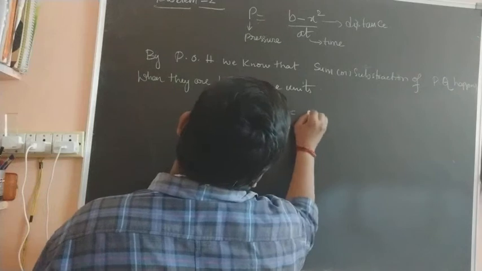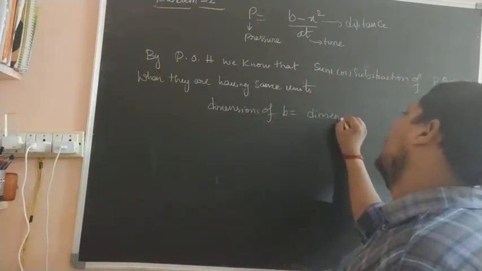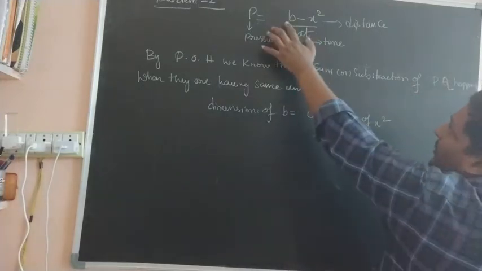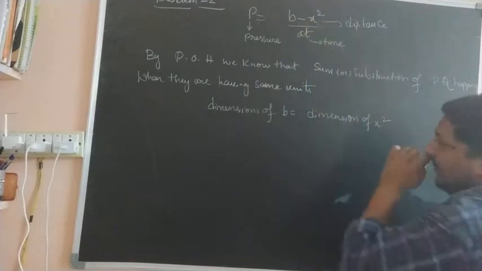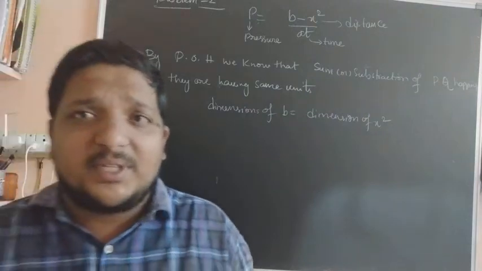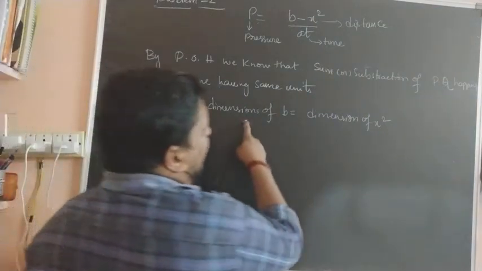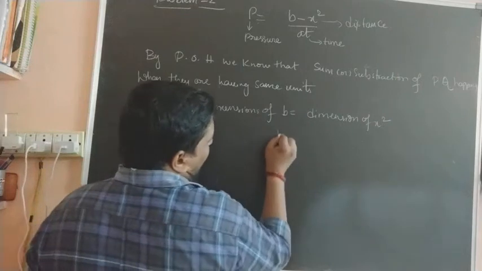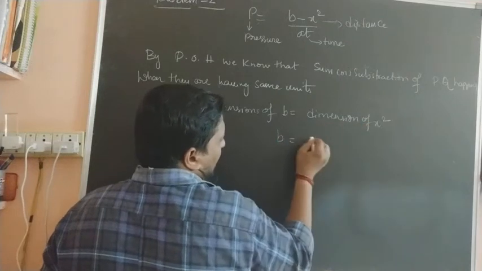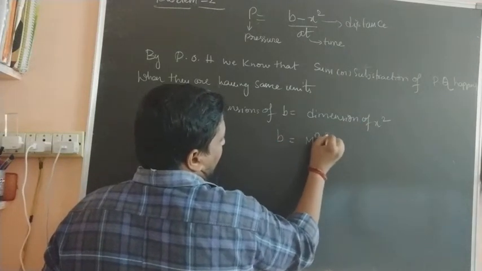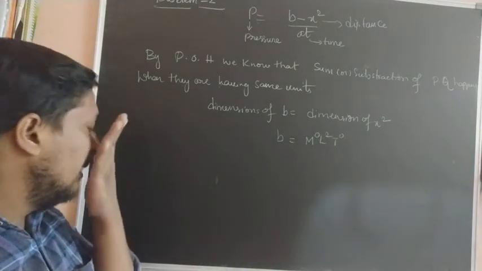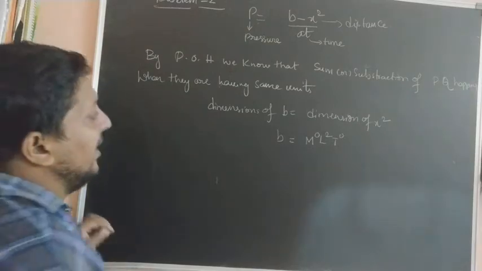By this we came to know that the dimensions of B is equal to the dimension of x square. Why? Because two physical quantities are being subtracted, and that happens when they have the same unit or same physical quantity. So the dimensions of B is equal to the dimensional formula of x square. It is a distance having power 2. So m power 0, l power 2, t to the power of 0 will be the dimensional formula of B.